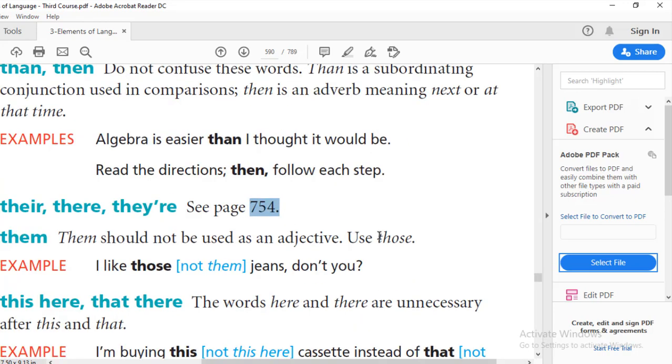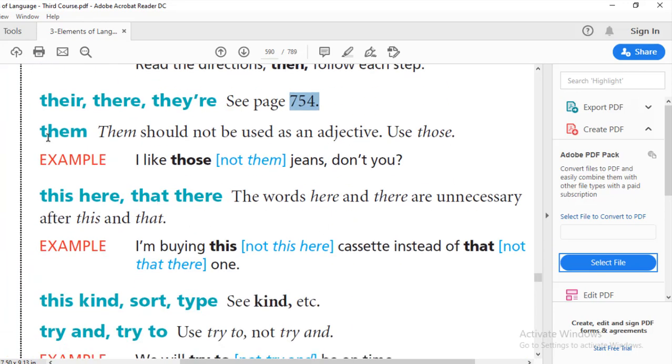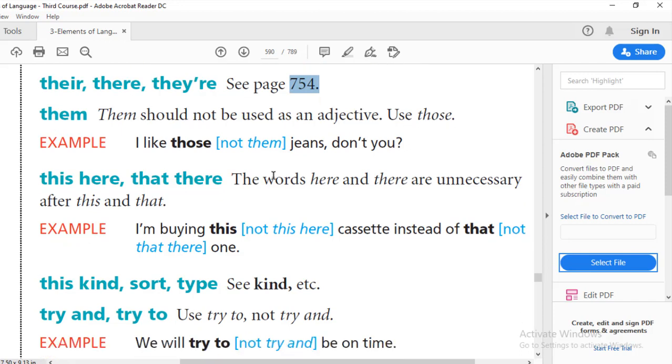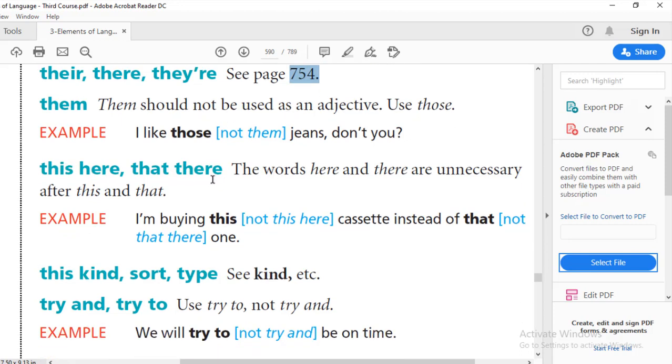Okay, and then we have the word "them." It shouldn't be used as an adjective. You use "those." Like, you don't say "I like them jeans," you say "I like those jeans," right? Okay.